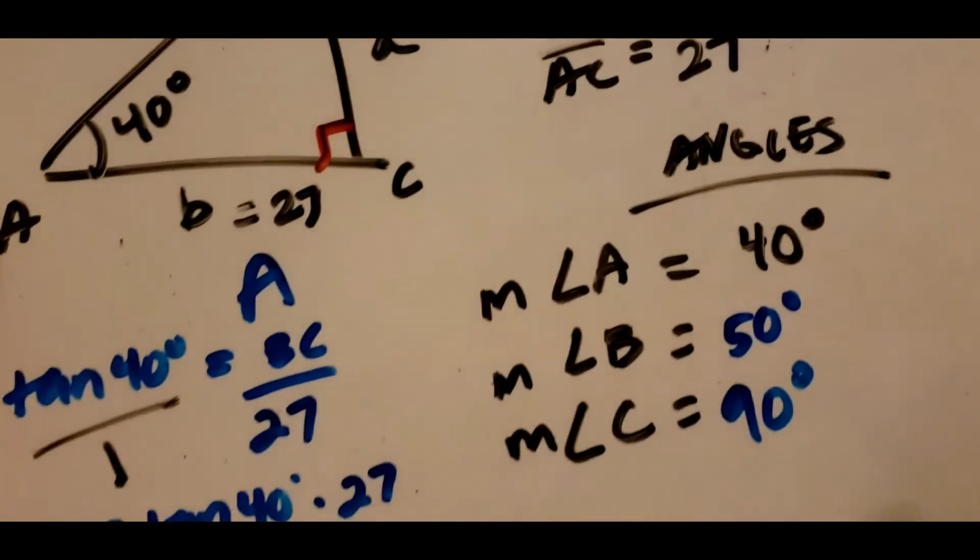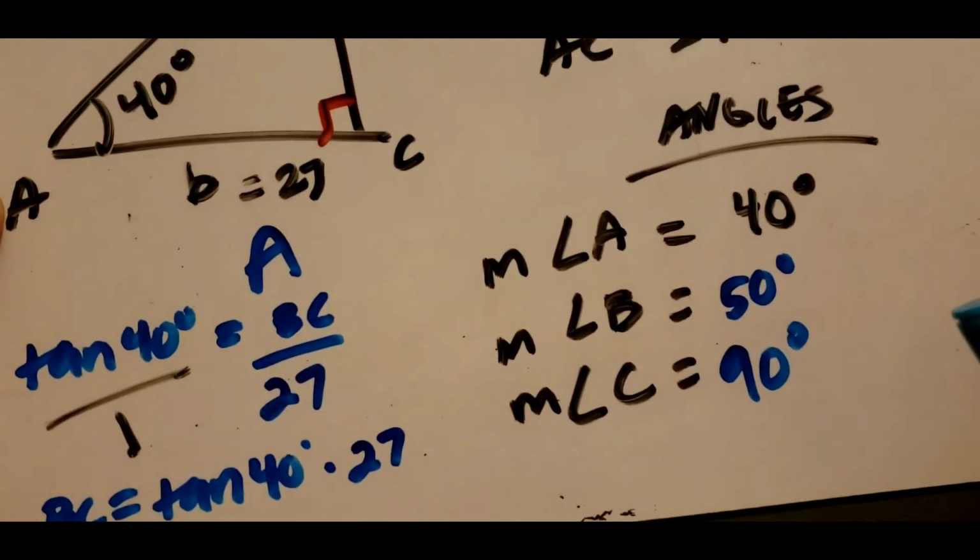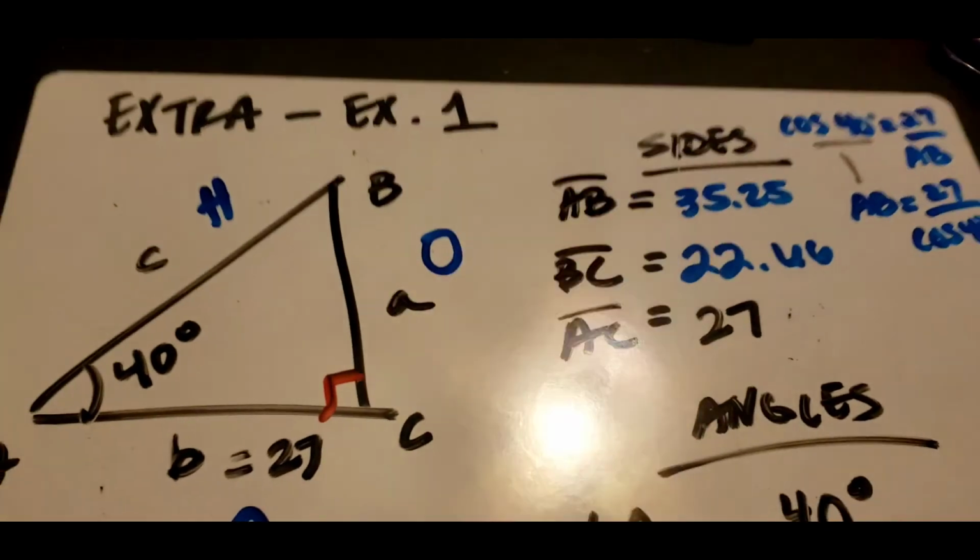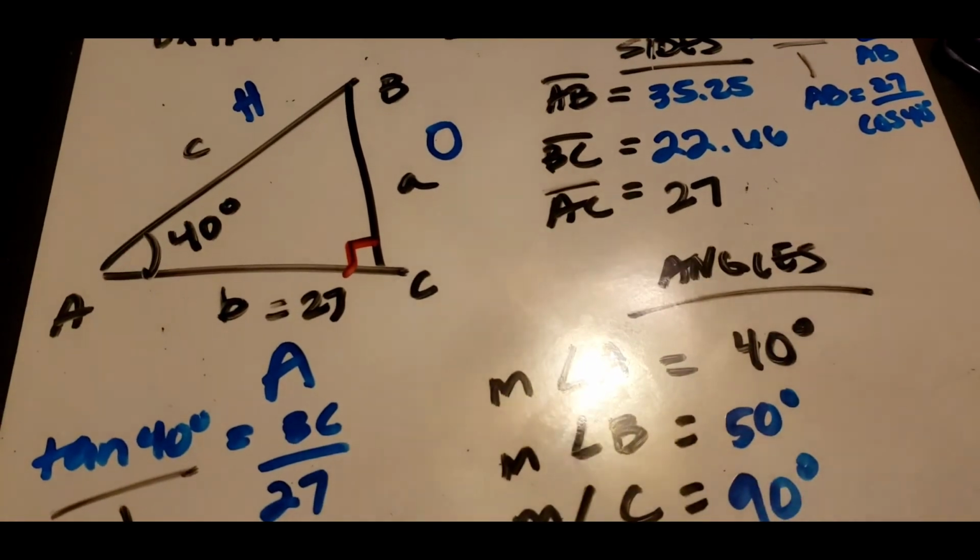So again, if they ask you to solve for a right triangle, you're solving for all the missing sides and all the missing angles. And that's it. Pretty simple.